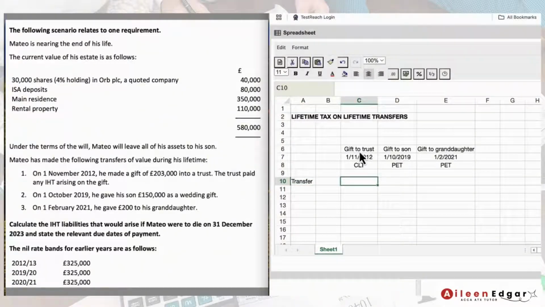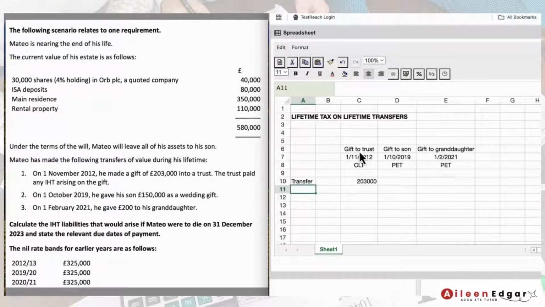It was £203,000. And then we start thinking about exemptions. Now you know that there's an annual exemption that you can apply each tax year, but before you apply the annual exemption, you want to think about other exemptions that might apply.